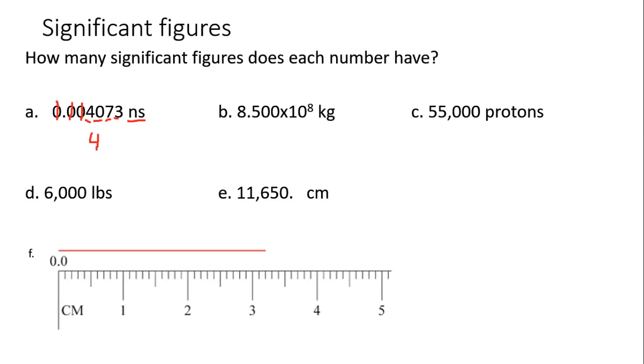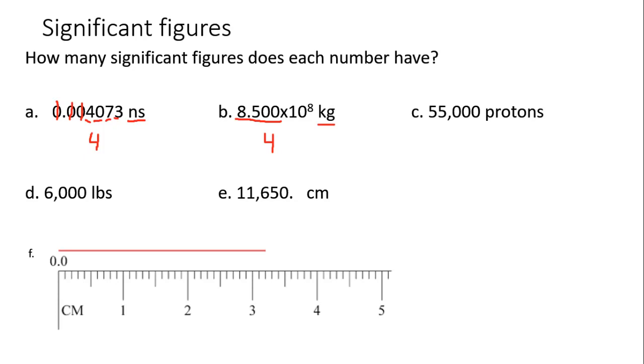Next we move on to B. We've written something in scientific notation, 8.500 times 10 to the 8th. Any number written in scientific notation, all the digits are significant. So this would also have 4 significant figures. Whenever you see a number written in scientific notation, you know that all the digits given are significant. The unit for B is kilogram, and a kilogram is a measured quantity, so this is a measured number.